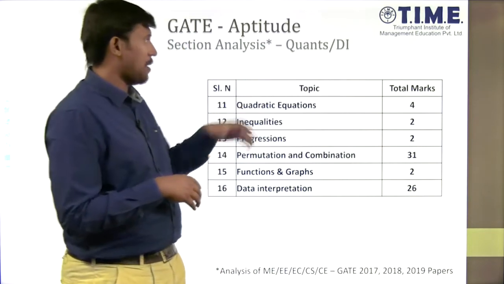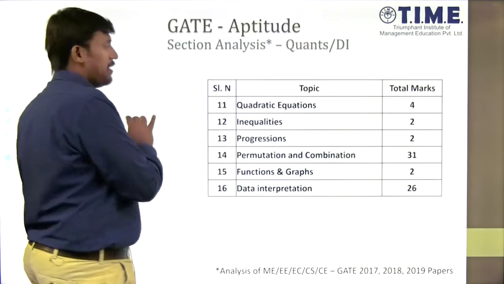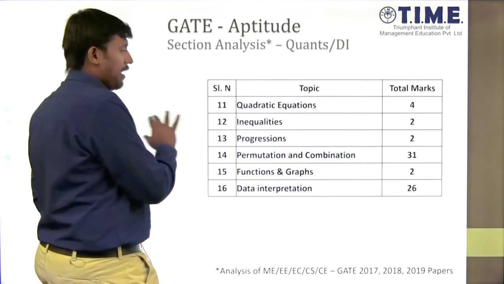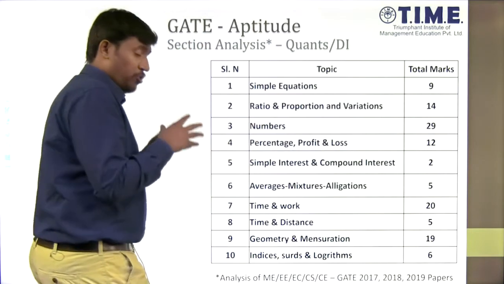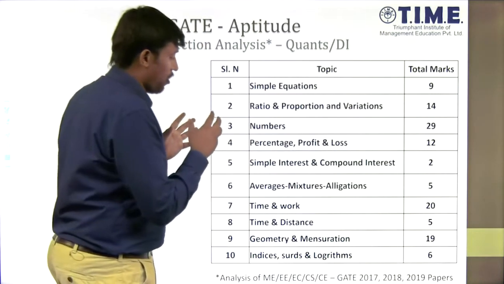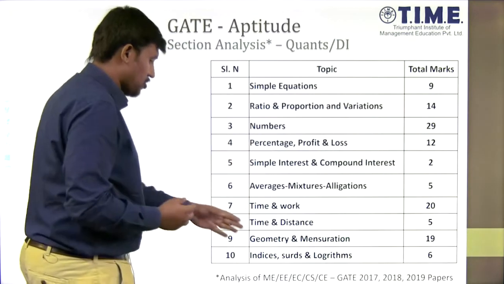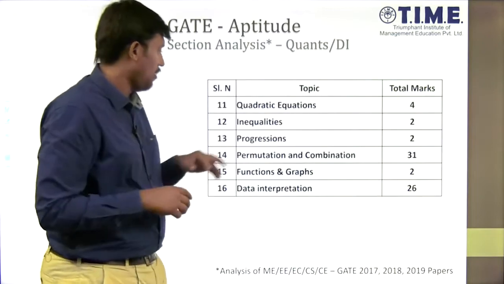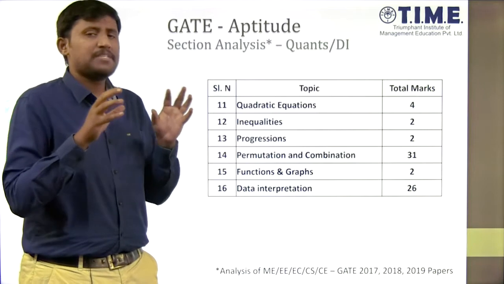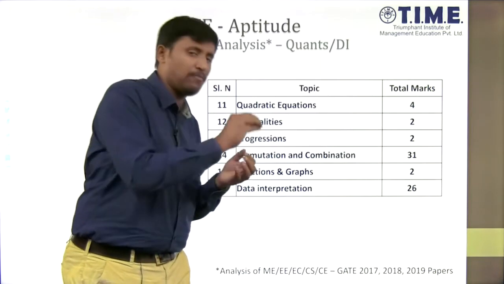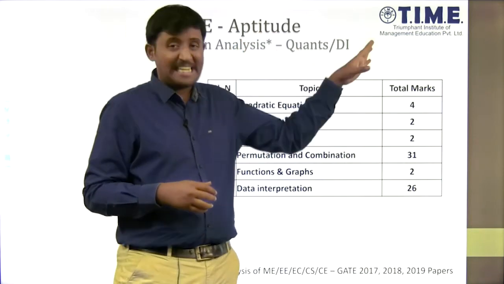Okay, so to sum it up, when it comes to quants and DI, these are the topics that have been asked in the past few years, and your predominant focus needs to be on them. Although you need to study all the topics, your focus needs to be on numbers, time and distance, time and work, percentage, profit and loss, geometry and mensuration, permutation and combination, and more importantly, data interpretation. These are a few topics where you can put your utmost focus when it comes to the aptitude section. So this is for the quants and DI part.